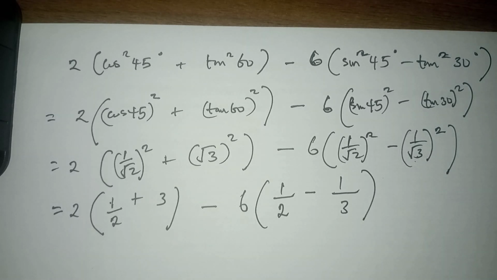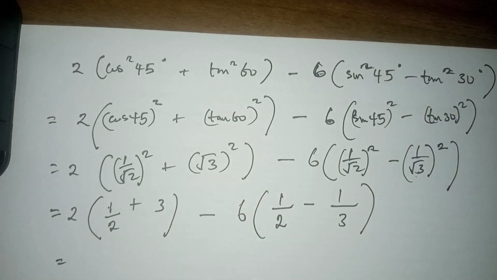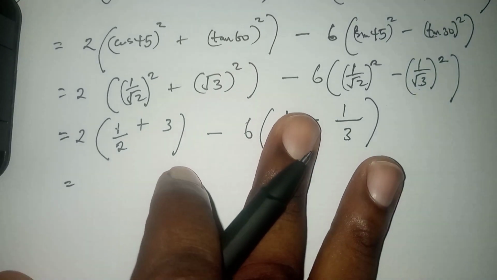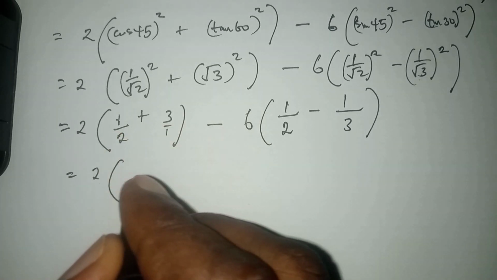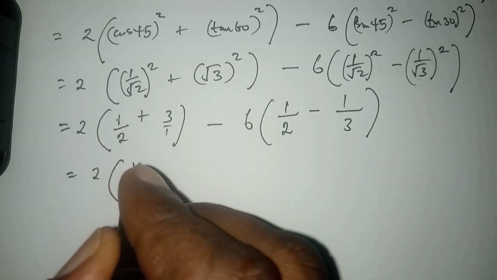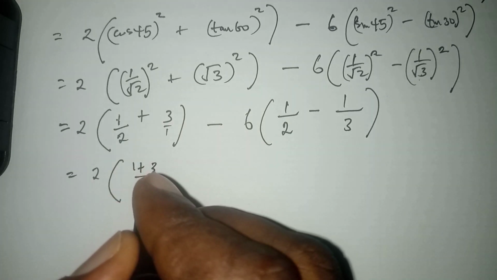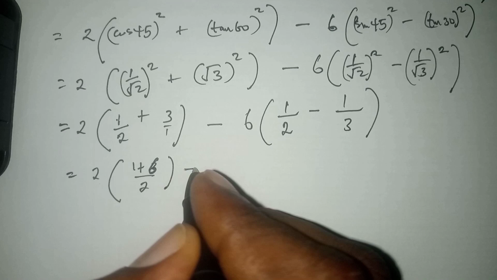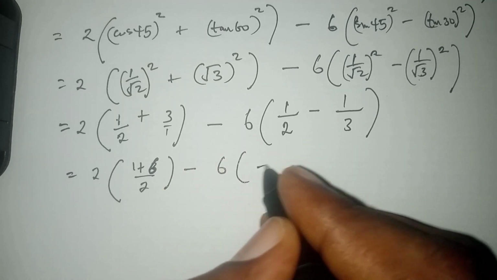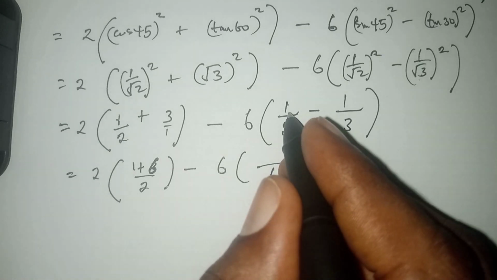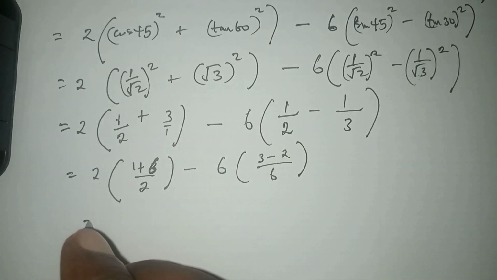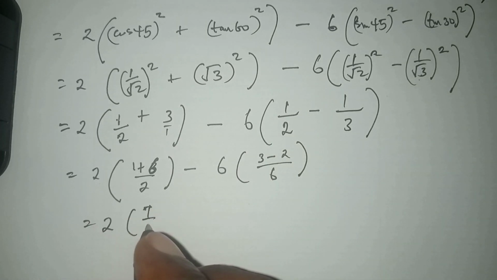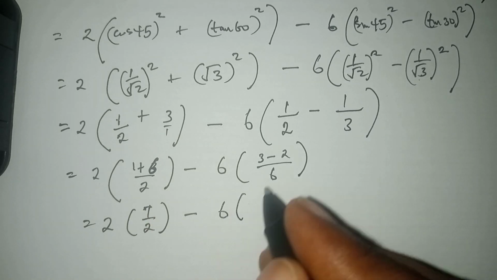All right, so let's further simplify this. So this is equal to 2 into, let's find the LCM of this one. This is 2. 2 divided by 2 is 1, 1 times 1 is 1, plus 2 divided by 1 is 2, 2 times 3 is 6. Then minus 6 into, find the LCM, which is 6. 6 divided by 2 is 3, 3 times 1 is 3, minus 6 divided by 3 is 2, 2 times 1 is 2. So this is 2 into 7 over 2 minus 6 into 3 minus 2, 1 over 6.